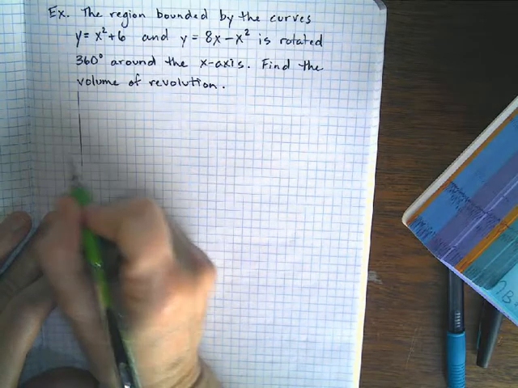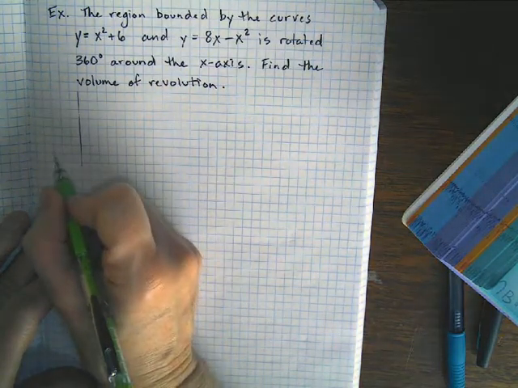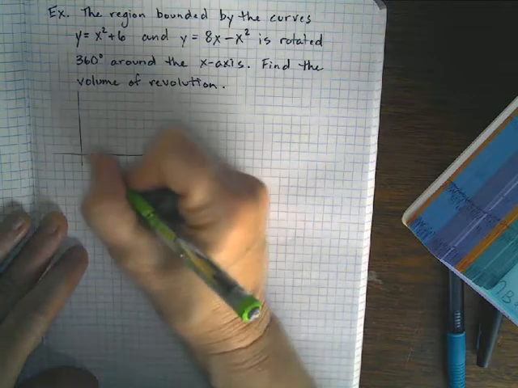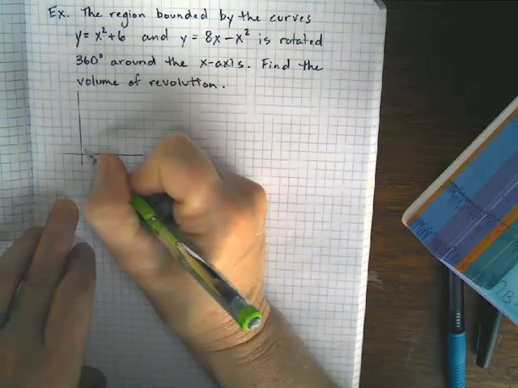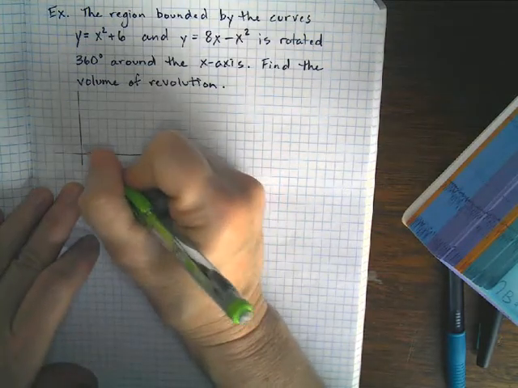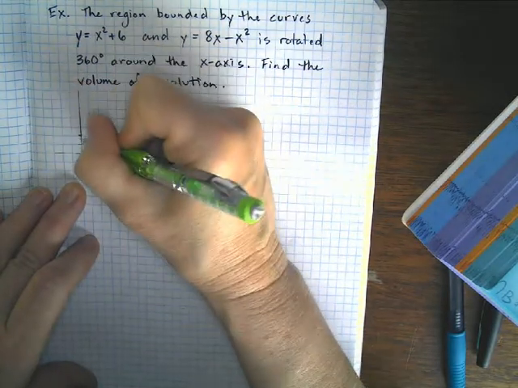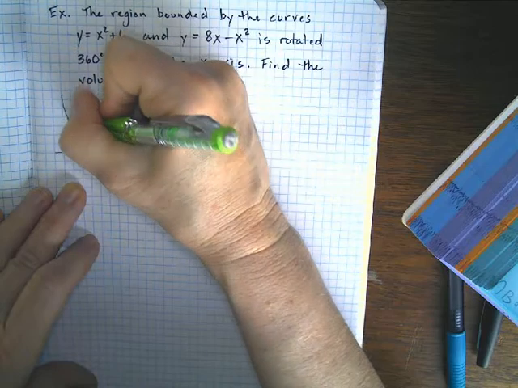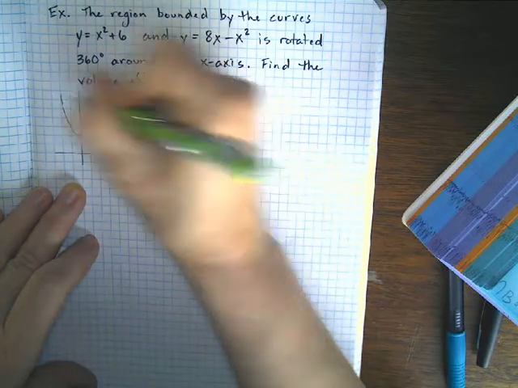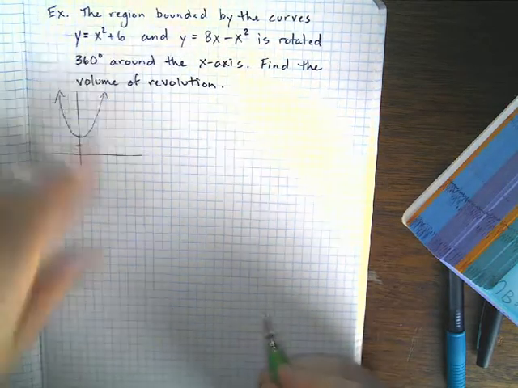y equals x squared plus 6. Well, that's an easy one. I don't want to make this actually to scale, so let's count by threes: 3, 6. It's going to be something like this. So there's the first one, y equals x squared plus 6.